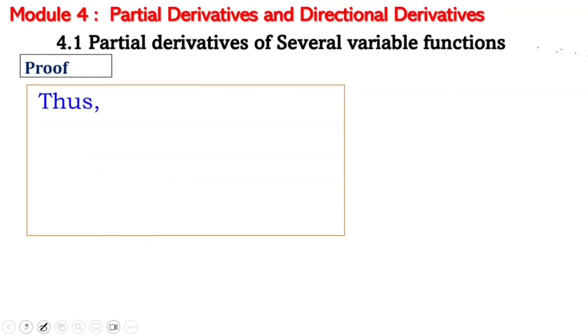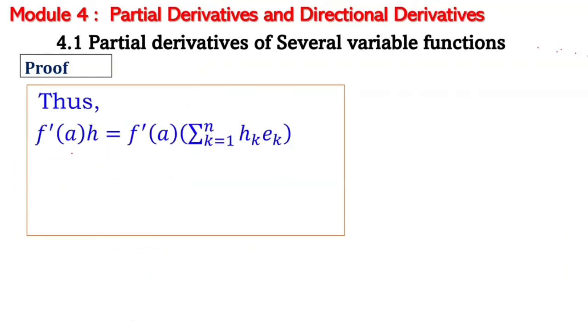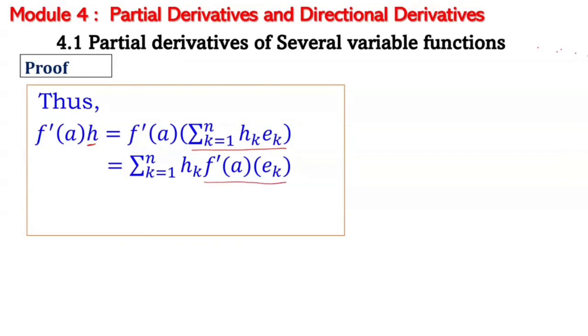So now the last part is f dash a h. This can be written as f dash a of h, where h is replaced by this form as proven in the previous slide. Now f dash a is linear, so we can move it inside, and hk can be taken out, so we can combine this part. Now f dash a e k, from the first part, can be written as the partial derivative with respect to x k. So this proves the theorem.